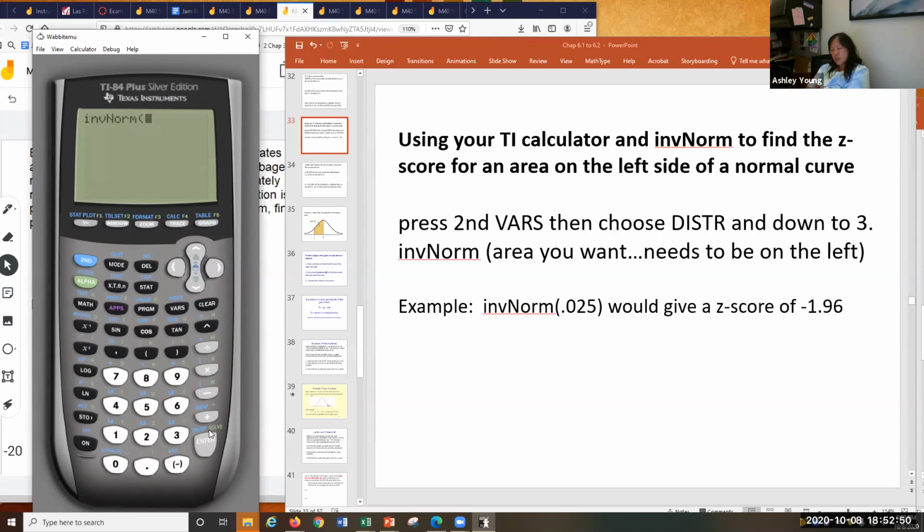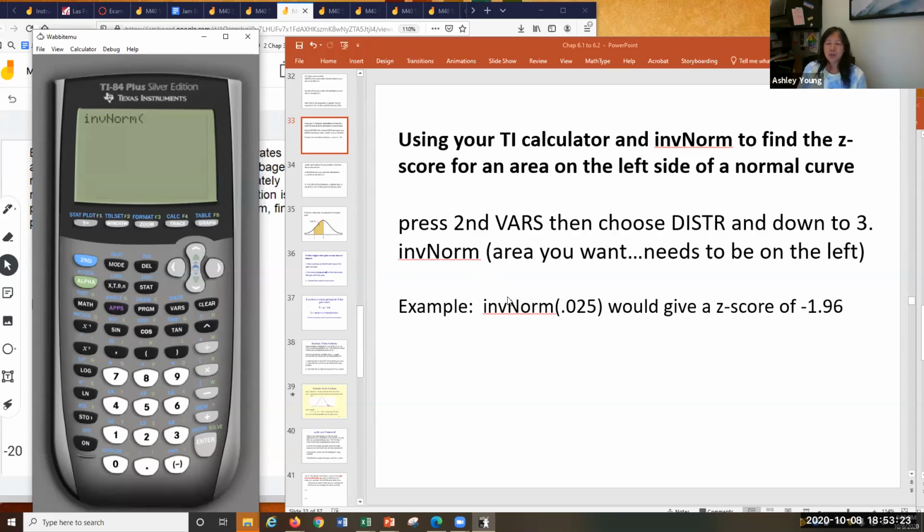Now, an inverse is something that undoes something else, an inverse function. For example, the inverse of addition is subtraction. What's the inverse of multiplication? Division. Great. So the inverse of normal CDF is inverse norm. With normal CDF, we feed it z-scores and it spits out an area. With inverse norm, you feed it the area and it spits out the z-score.